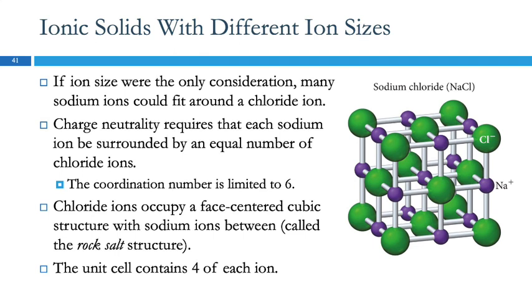So let's look at sodium chloride. Well, if ion size was the only thing we had to worry about, we could fit a lot of these little tiny sodium ions around all these chloride ions. But then it wouldn't be neutral, and nature really doesn't like that. So we have to have an equal number of chloride ions and sodium ions. So again, we can identify this type of unit cell by ignoring the purple ones and just looking at the green ones. See, okay, well, what's going on with the green ones here?